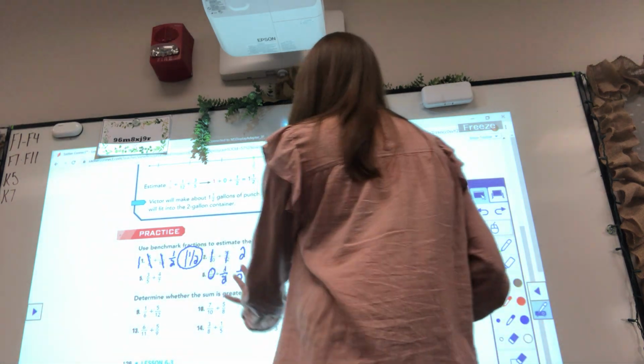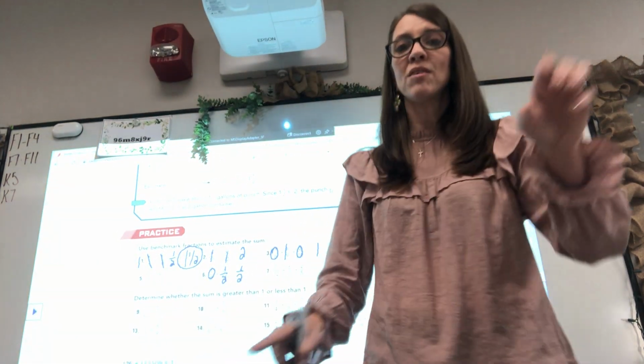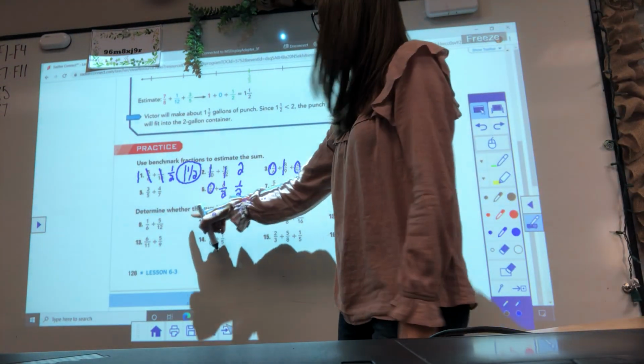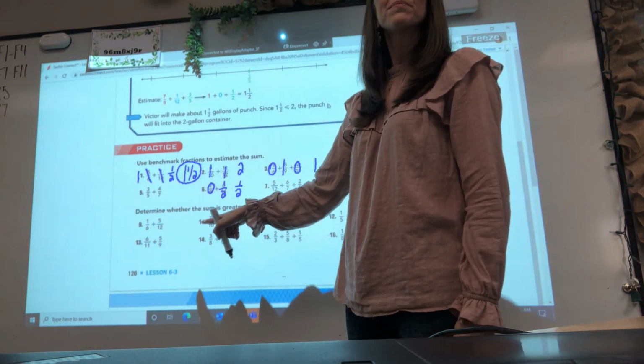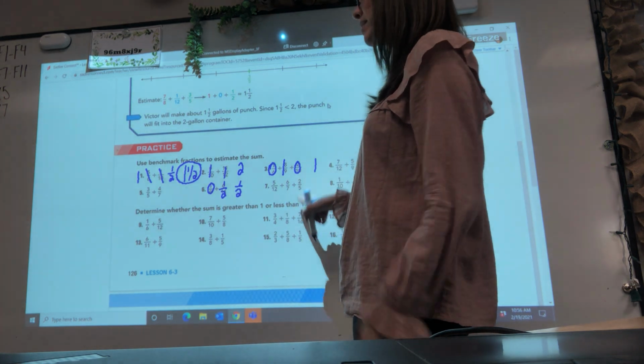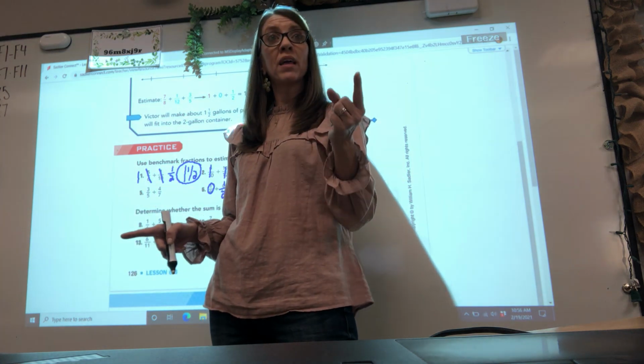Okay, now let's go down. This says determine whether, let me tilt this down a little bit so these people can see, determine whether the sum is greater than 1 or less than 1. That's what we're determining. So you're not just going to put your answer. The directions say greater than or less than 1.